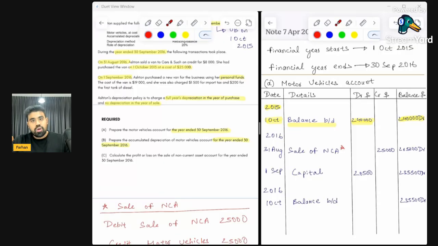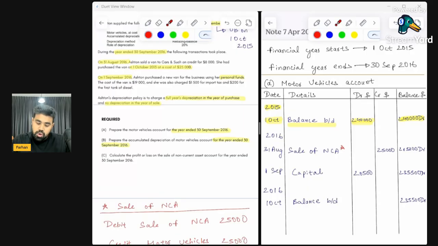But what about the $200 for the first tank of diesel? Diesel costs are seen as maintenance costs because the car cannot really run without you maintaining it or without you putting some petrol into it, right? So this $200 is seen as a revenue expenditure, which is relevant to the day-to-day operational costs of the business. But the import tax of 1,500 and the purchase price of 19,000, together combined to be 20,500, are both classified as capital expenditure because they refer to the increased value that's being added to this asset.